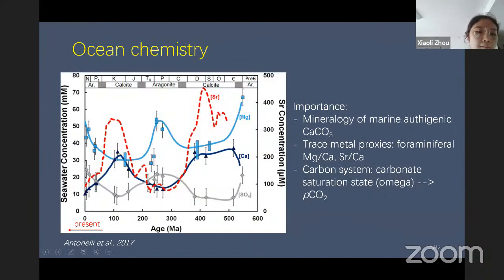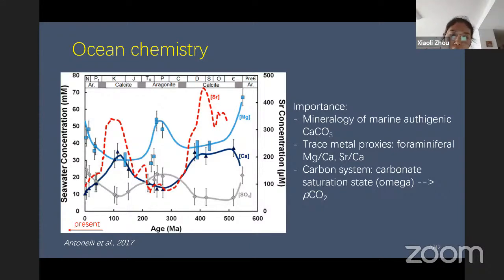Okay, so why do I care about ocean chemistry? This is important because it will affect minerals, proxies, and the carbon cycle. The figure shown here shows the major ions in the chemistry that change dynamically over the whole Cenozoic.